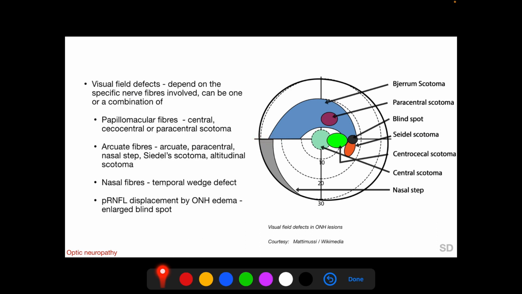step, Seidel scotoma, or an altitudinal scotoma, which is actually a very broad arcuate scotoma involving either the superior half or the inferior half of the visual field and respecting the horizontal meridian. Nasal fibers can cause a temporal wedge defect, and displacement of the pRNFL by ONH edema results in an enlarged blind spot.